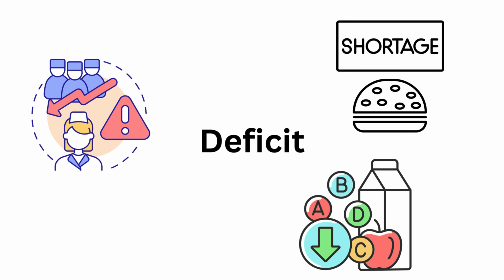The next word is deficit. When you think of this word, think of lack. You can see the arrows pointing down. There's a lack of vitamins. There's a shortage. Here's another image to help define the word. Again, the word deficit means to lack something, or there's a deficiency.